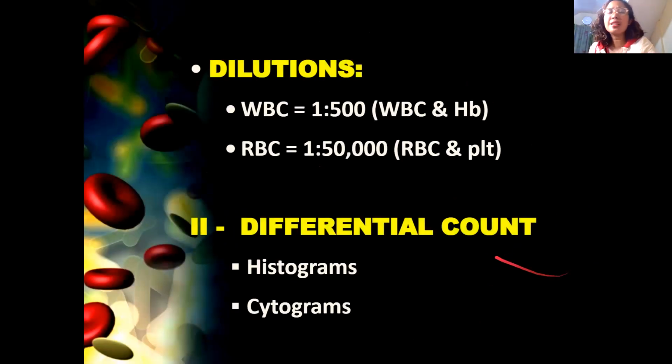So guys, the dilution in hematology analyzers is high: 1:500 for WBC and 1:50,000 for RBC. Notice that if you remember the hemocytometer, the WBC is only 1:10 and the RBC only 1:100. So the dilution in the hematology analyzer is very high. And one way to identify the different WBCs in the hematology analyzer is through cytograms and histograms.